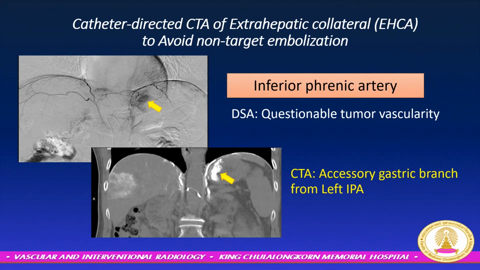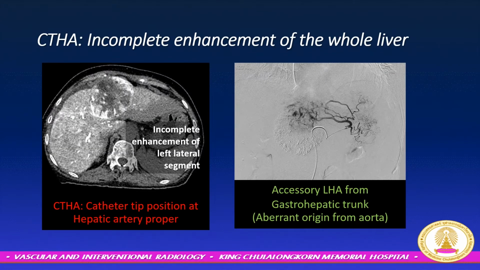Another reason for incomplete enhancement of the liver on CTHA is that the patient might have an accessory branch of the hepatic artery. In this patient, we found incomplete enhancement of the left lateral segment. We almost missed the feeding branch from the accessory left hepatic artery arising from the gastrohepatic trunk because the gastrohepatic trunk apparently originates from the aorta.